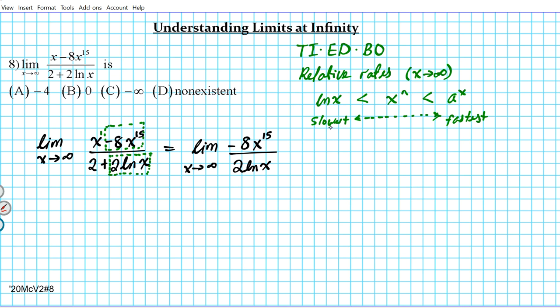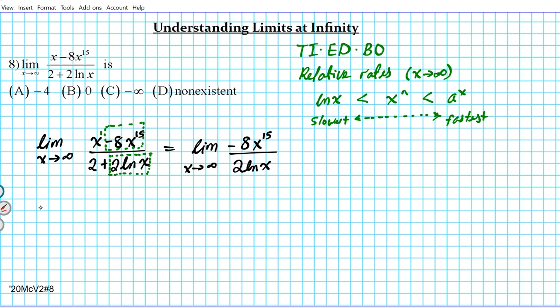Since we have a logarithmic function, let's look at our growth rates, our relative rates. Polynomial family and logarithmic family. Which one is faster? It's the polynomial, right? So this is a top-heavy scenario. In a situation like this, when you have top heavy, the limit is going to be plus or minus infinity. So we just have to look at the sign to determine the accurate sign.